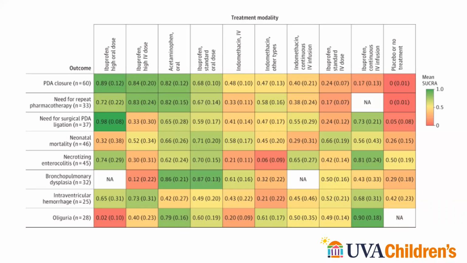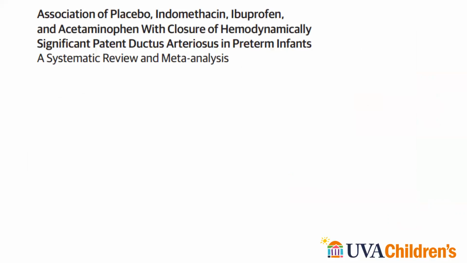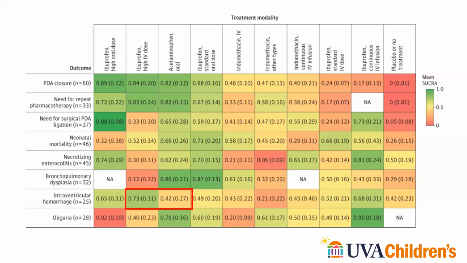So when you look at this heat map, you can see that oral high-dose ibuprofen was the most successful at closing the PDA, with IV ibuprofen and oral acetaminophen not being far behind. When you look at BPD, the outcomes of IV ibuprofen rank as the worst, with oral acetaminophen ranking towards the top. But when you look at IVH, you can see that acetaminophen performs the worst. This heat map is kind of fun to look at in more detail if you want to pull the study.